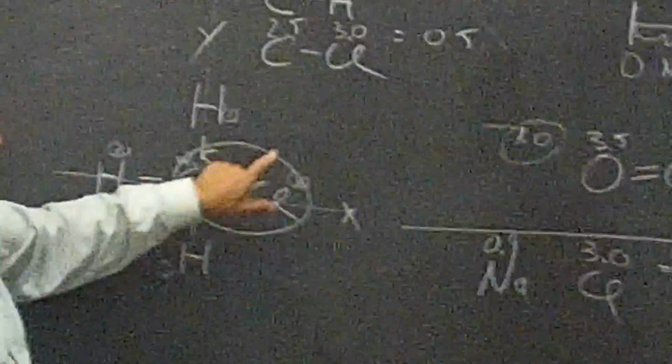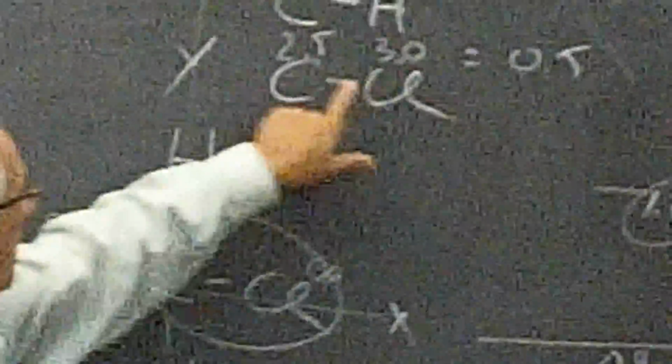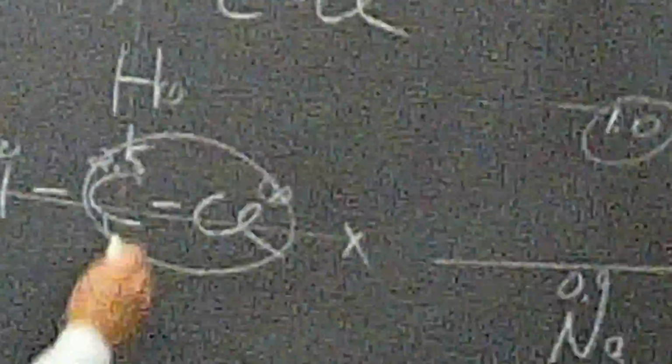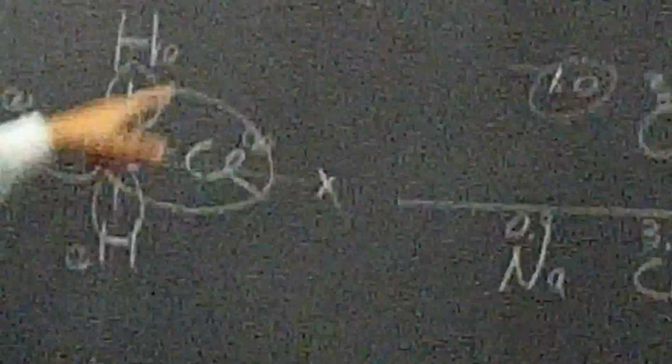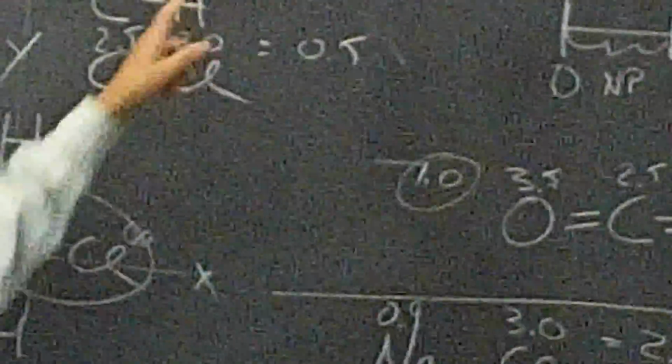And it consists of one polar bond. You see the polar bond between chlorine and carbon? Here it is. Chlorine and carbon, 0.5. And it consists of 3 non-polar bonds between carbon and hydrogen, which is here.